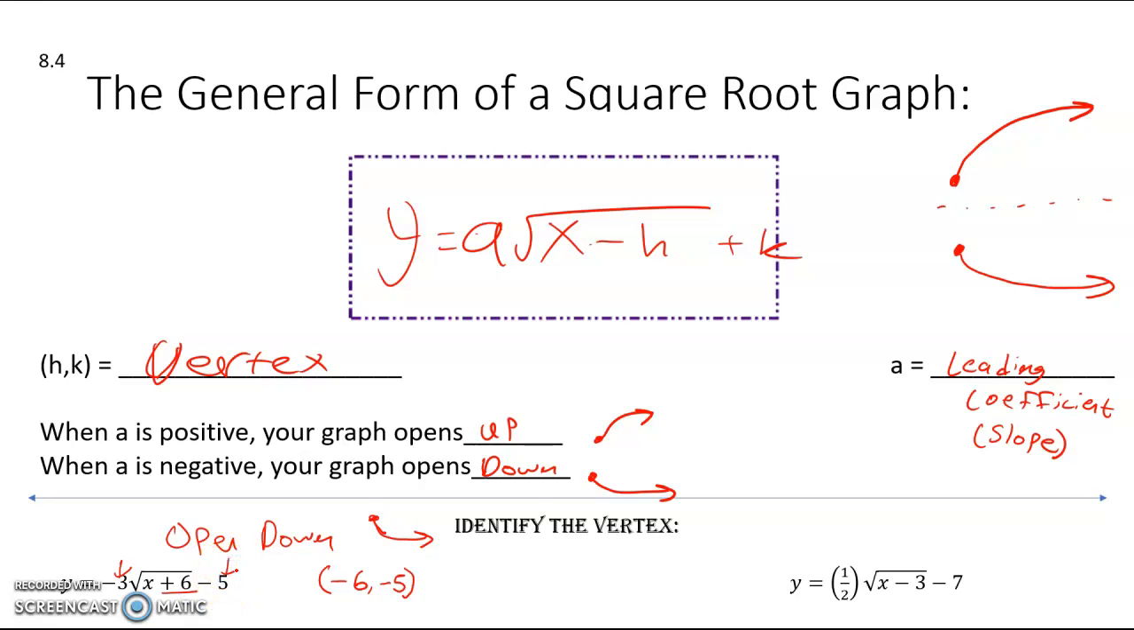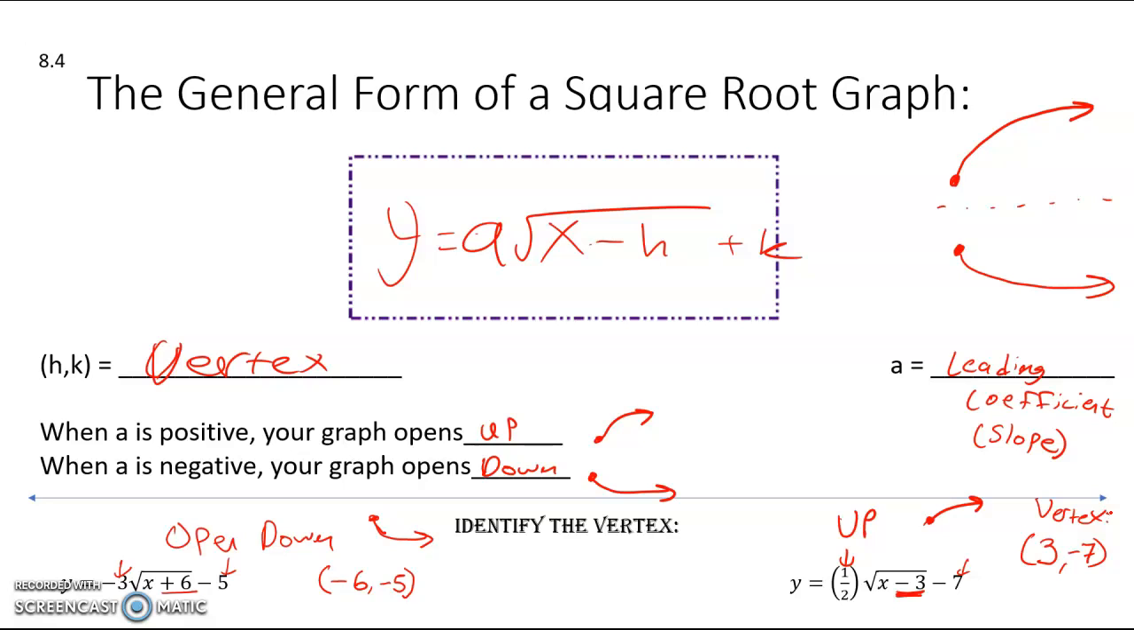If I look at this one, it's going to open up. Positive number on the outside. Even though it's a fraction, it's positive. I know it's going to look something like this. So look on the inside. What's my x value? Negative 3. Inside changes, so that's going to turn into positive 3. Negative 7 on the outside. Outside doesn't change. It goes to negative 7. That's my vertex. Here we go.